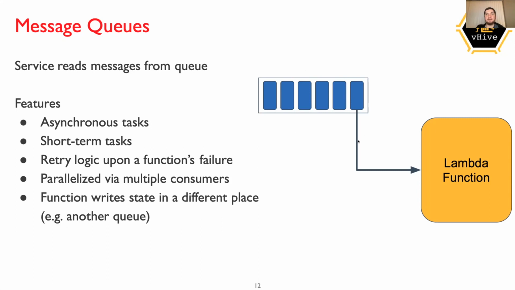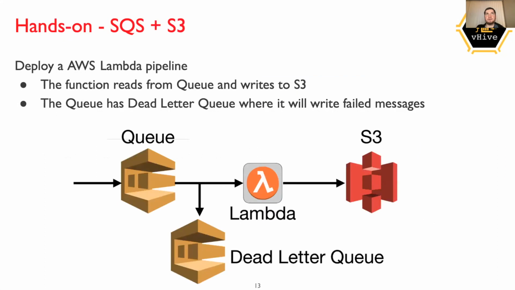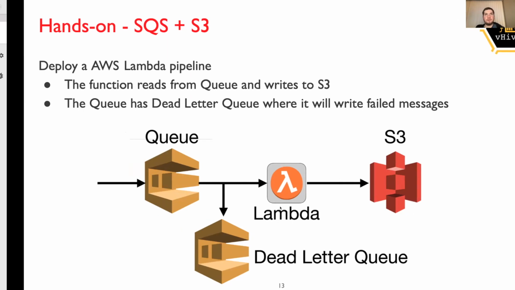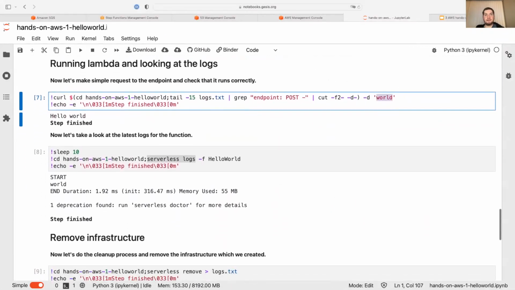Next, let me show the second demo. Here we will cover exactly this case, where the function will read from the queue and write messages to S3, and the queue will have a dead letter queue configured for it, meaning that if Lambda fails to process the message, then it will be written to the dead letter queue. So we could say it's a very basic serverless pipeline. Now let's open the second notebook.